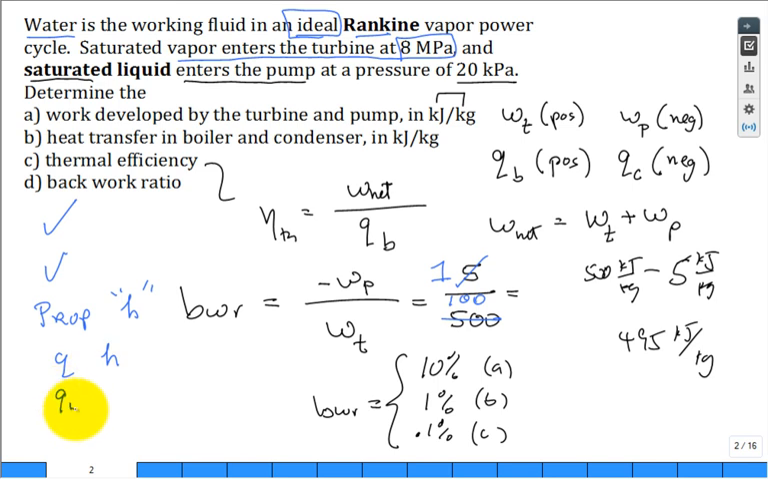Check that Q net is equal to W net. True? If it's not, look for an error. I do it all the time. It's like, okay, I need to double check my work. If I don't have Q net equal to W net, I have an error. And then calculate these metrics of interest.